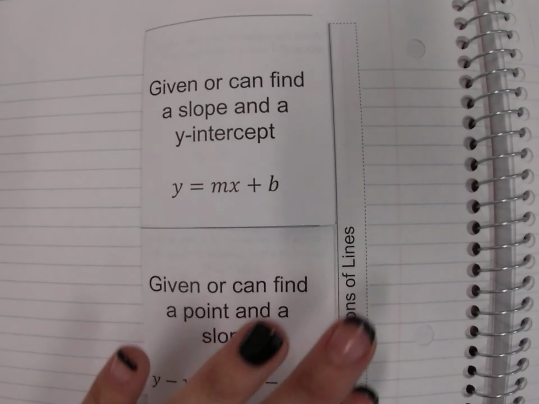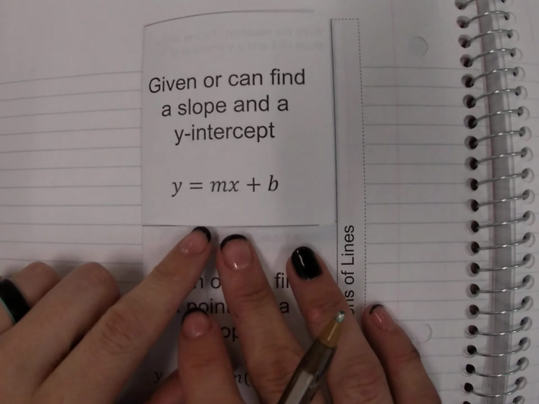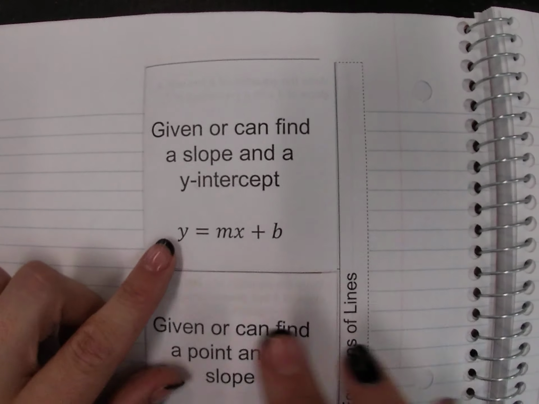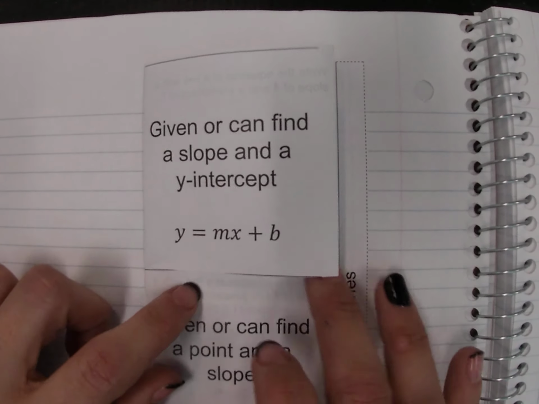So the first option that we can look at is that we can write the equation of the line if we are given a slope, or we can find a slope. So it either has to be presented directly to us or we can find a slope and a y-intercept. And if we are given or can find a slope and a y-intercept, we should then use the equation y equals mx plus b.